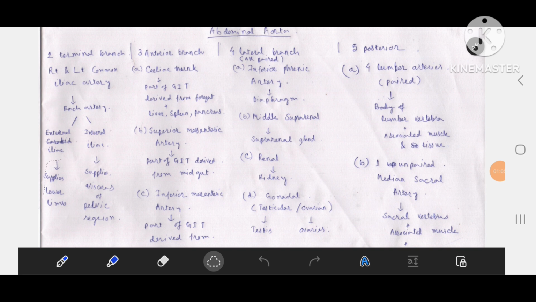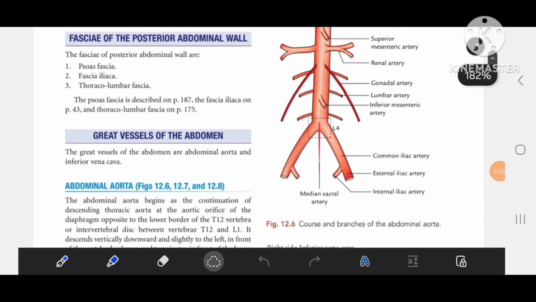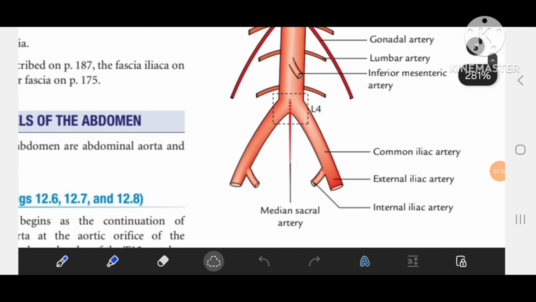The external iliac artery will supply the lower limb. The external iliac artery will be continued in the lower limb as femoral artery, and internal iliac artery will supply the visceral associated structures of the pelvic region. If you see in the diagram, this is common iliac artery, this is internal iliac artery, this is external iliac artery. It is mentioned here.